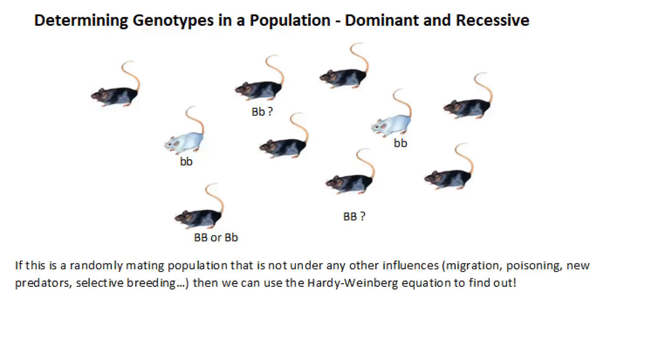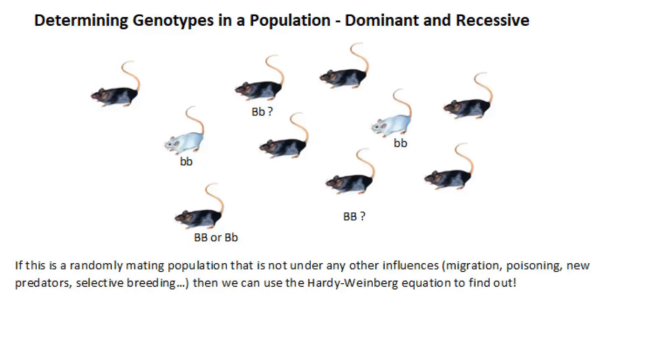If this is a randomly mating population that is under no other influences, so influences like migration, or poisoning, or new predators, or selective breeding, then we can actually use what is called the Hardy-Weinberg equation to find out about these black mice, to find their genotype just with an equation.